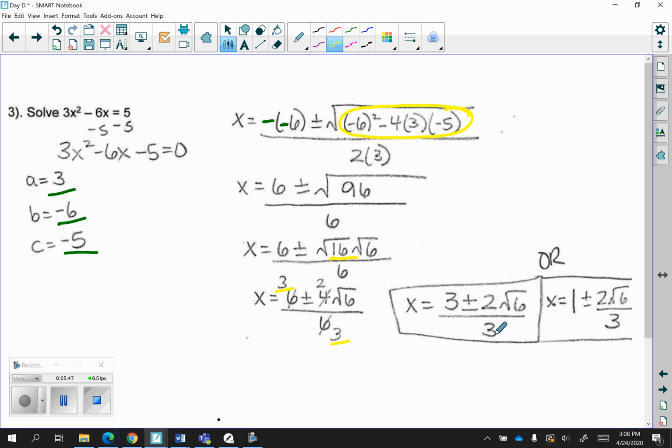Or I can rewrite it because 3 divided by 3 is 1. 1 plus or minus 2 radical 6 over 3.